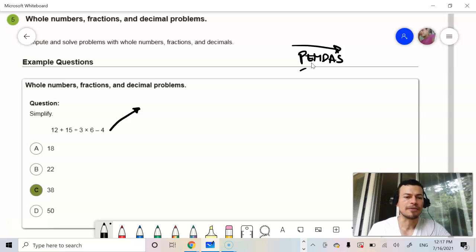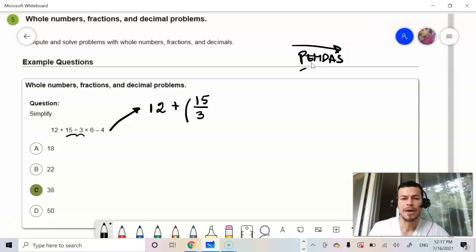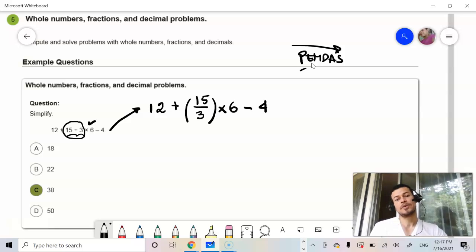So you know that you have 12, right, over here, and then you have a plus sign, so you need to add something to 12. So how are you going to add that to 12? Well, you have here a division. You have 15 over 3. So I would write 15 divided by 3, right? Because that's what they say here. And the result of that division, you are going to multiply it by 6, because that's what it says here. And then I'm going to subtract 4, okay?